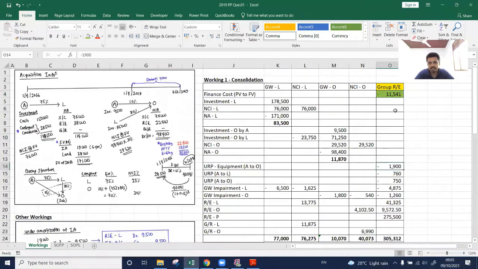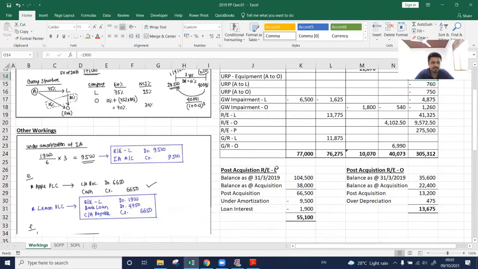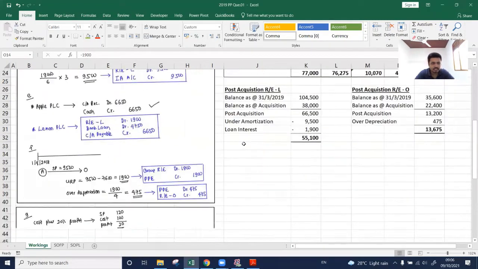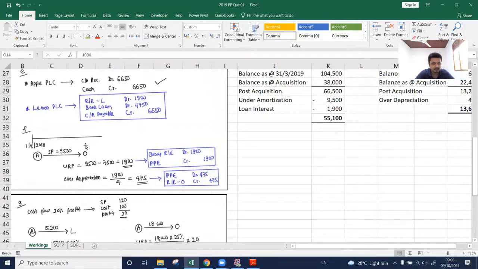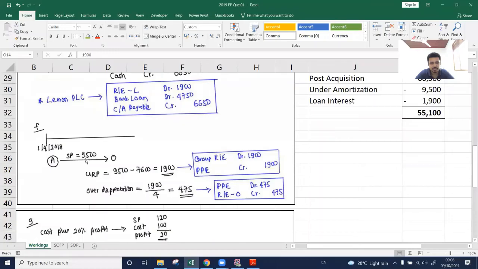Then the next item we have is the unrealized profit on selling an equipment. Who has sold to whom? Apple has sold to Orange. We have the working, point F. The amount is 1,900. A has sold to Orange. The selling price is 9,500, and the unrealized profit generated was 1,900.